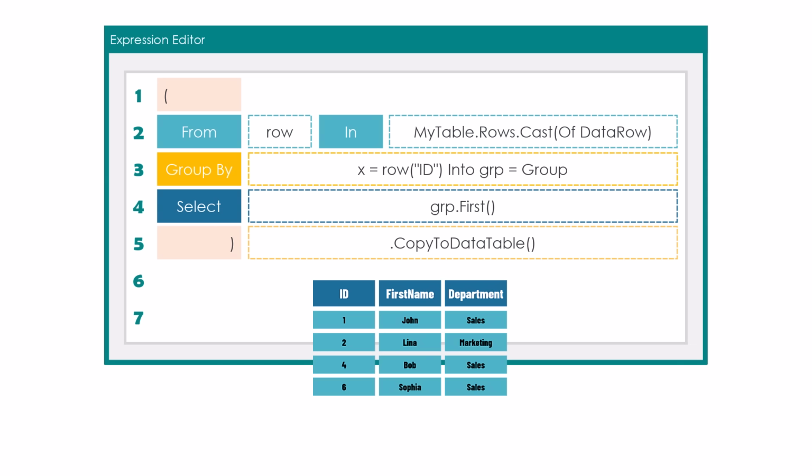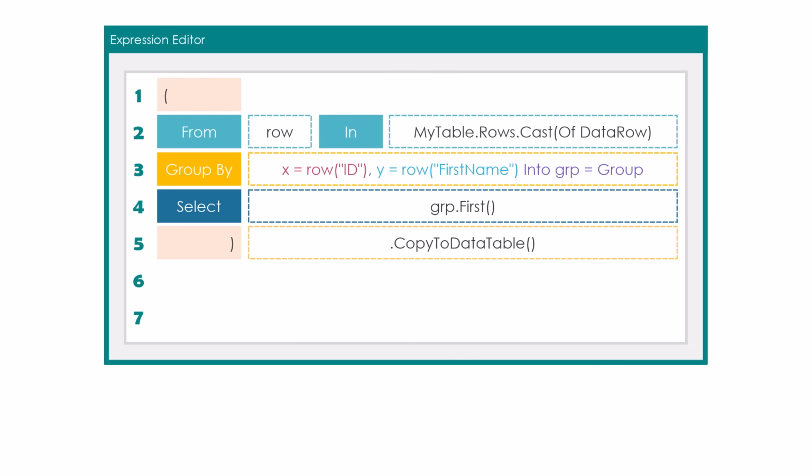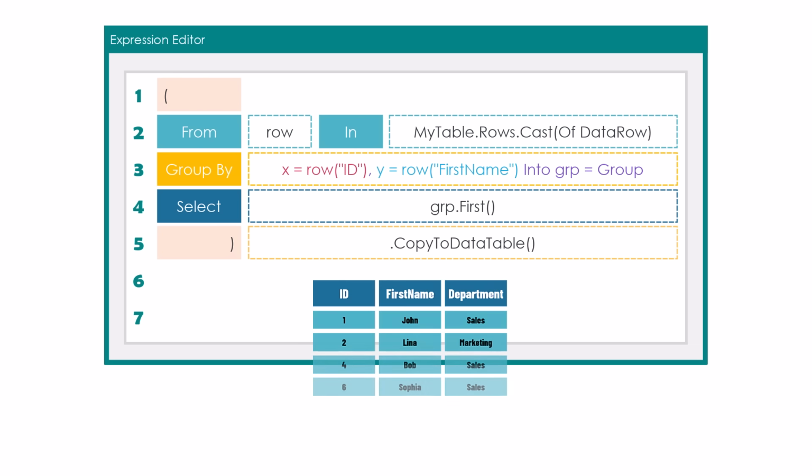But if you have more than one column as primary key, you can use all columns in group clause. For example, let's say the primary key in this table is the columns ID and first name. To get the unique rows from the table based on both columns, I can use the following query. Here I have two keys for both columns. So, for each key I created a variable and used a column. The output of this query will be the following table.